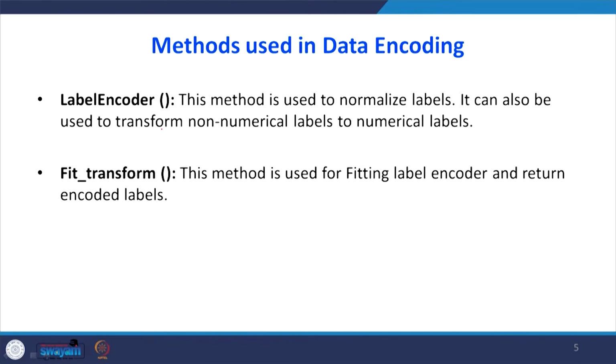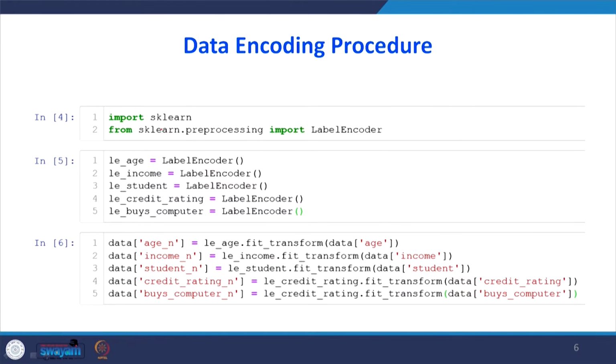Then there are different methods for encoding the data. The first one is LabelEncoder. This method is used to normalize labels. It can also be used to transform non-numerical labels into numerical labels. In our example, the data are non-numerical, so we are going to convert them into numerical labels. Another function is fit_transform. This method is used for fitting the label encoder and returning encoded labels. So, this is the data encoding procedure.